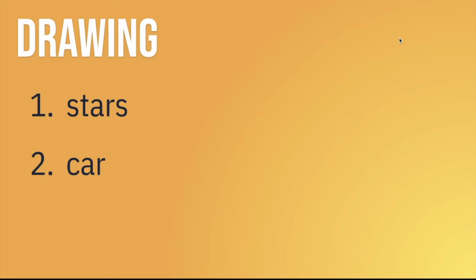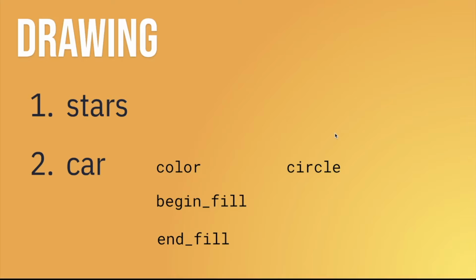Now let's get on to the more advanced drawing stuff. First we're going to be drawing some stars and then we'll be drawing a car. With drawing a car, we're going to use some new turtle functions. They are color, begin fill, end fill, circle, and set heading. And I'll explain more about these functions once we're done with the stars and we get started drawing the car.